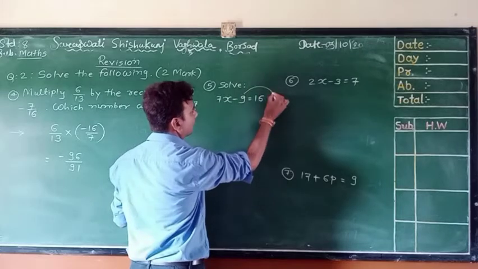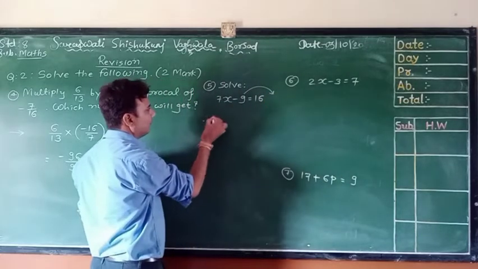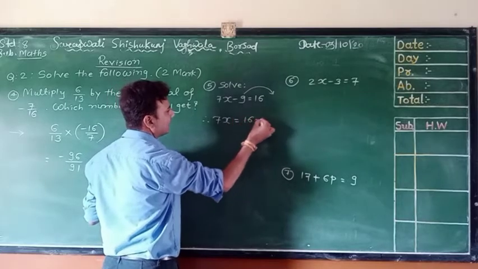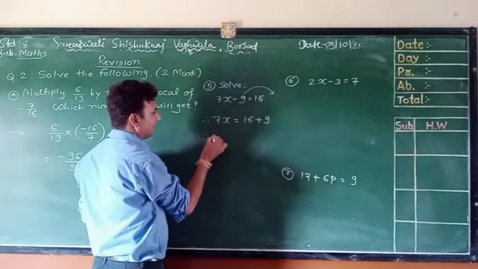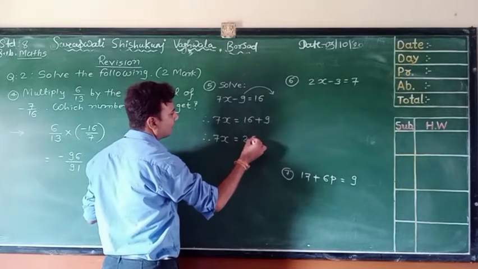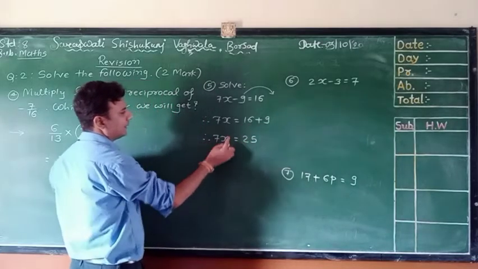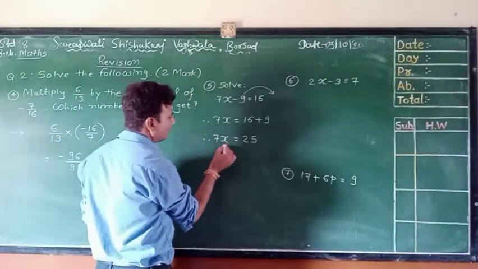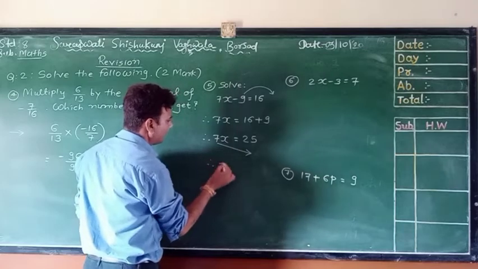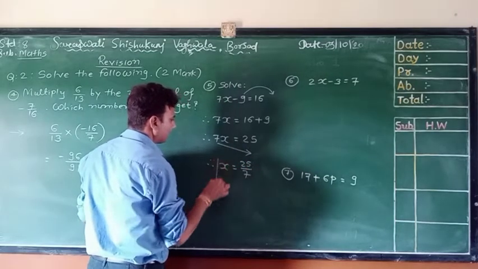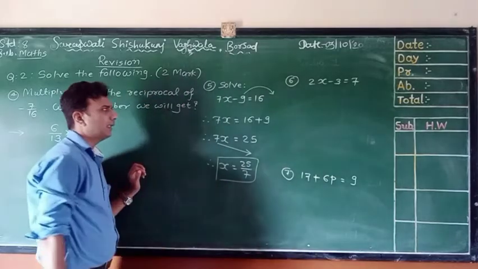So this side, it will become plus 7x, 16 as it is, minus 9 plus 9. This is 7x equals 16 plus 9, which is 25. Now what is the relation between 7 and x? That is a multiplication relation. That means 7 is going in downside. So we can write x equal to 25 by 7. So this is our final answer.